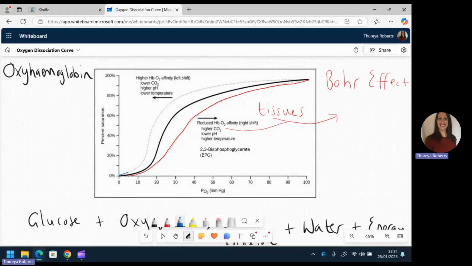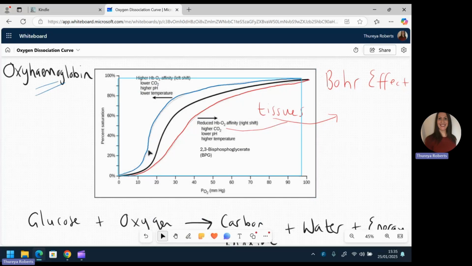Let's just draw this left shift in here over the dotted line so you can see it more clearly. There we go. And then up at the top here, at very high partial pressure of oxygen levels, hemoglobin becomes fully saturated with oxygen, reaching 100% saturation, where it is completely loaded with oxygen molecules, again forming this oxyhemoglobin.